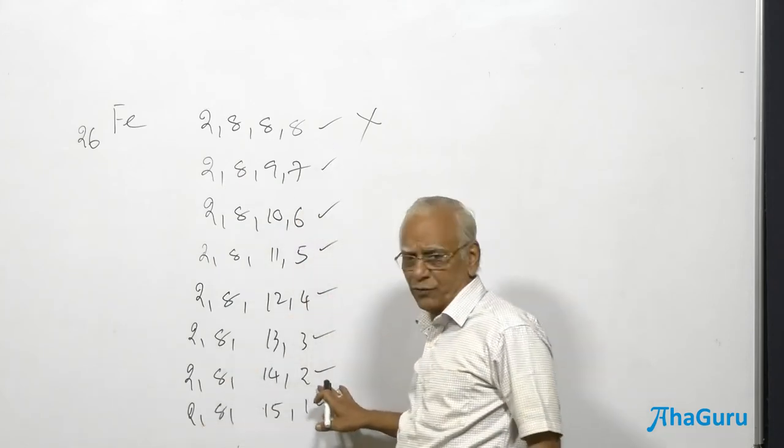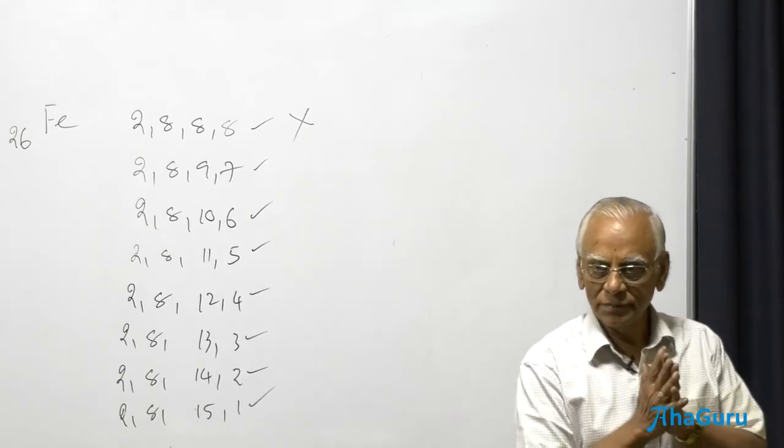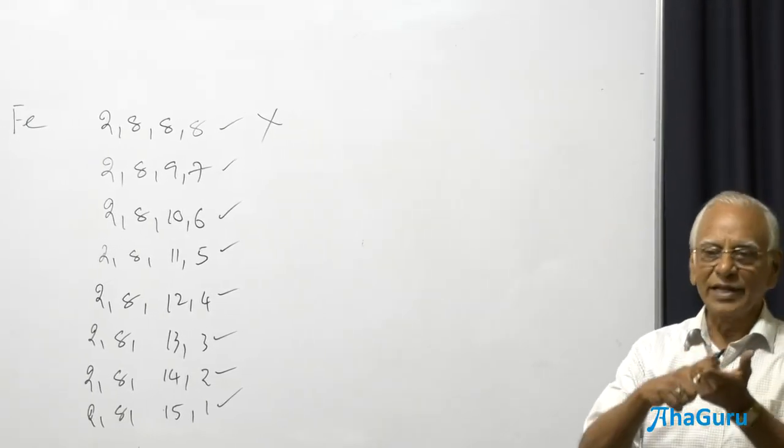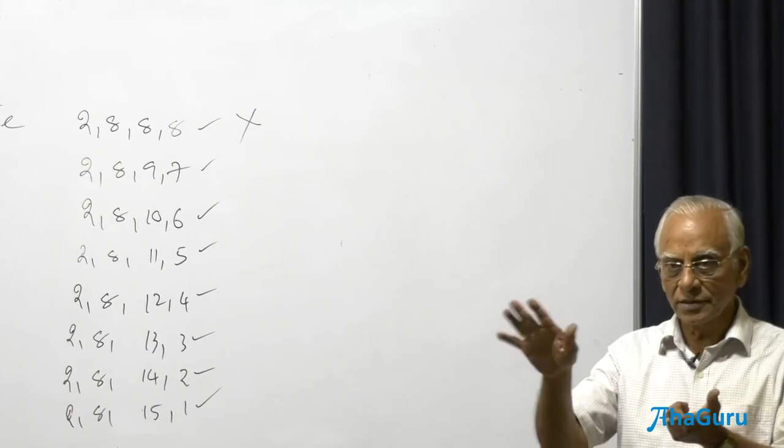How many of you wrote 2, 8, 14, 2? For information, Fe, Fe2 plus, Fe3 plus, all of them have got unpaired electrons.